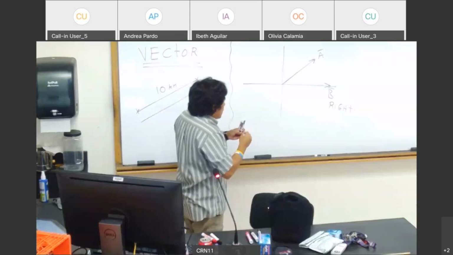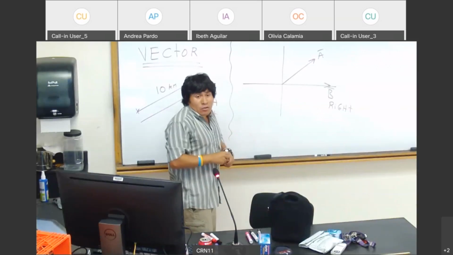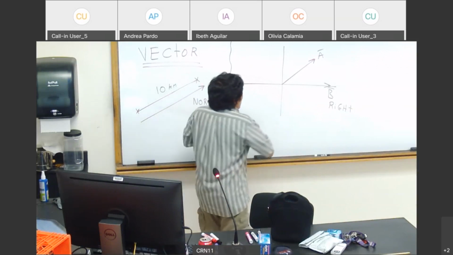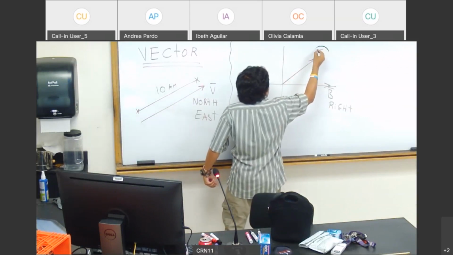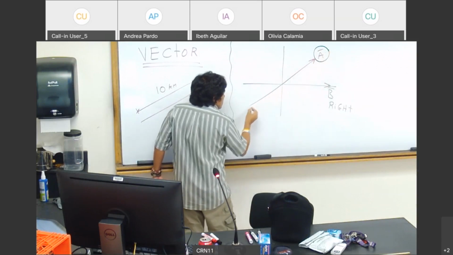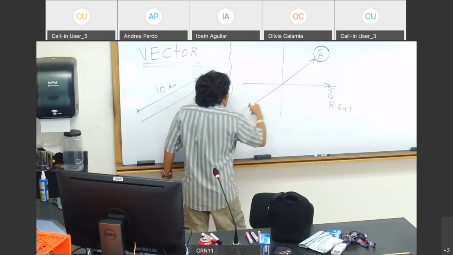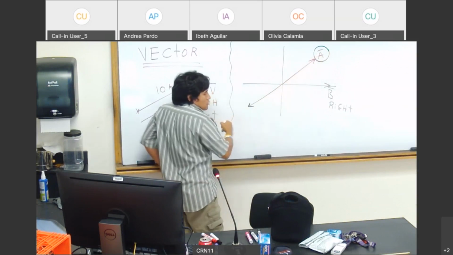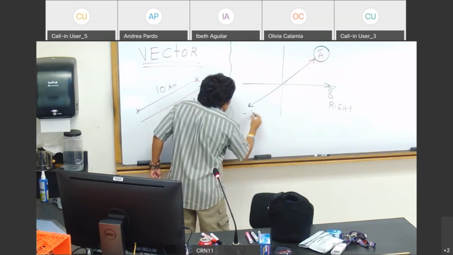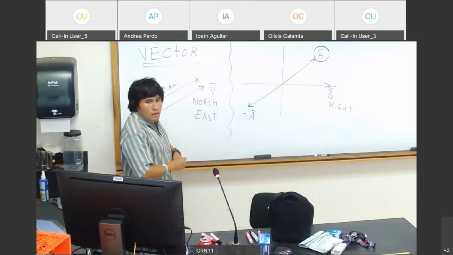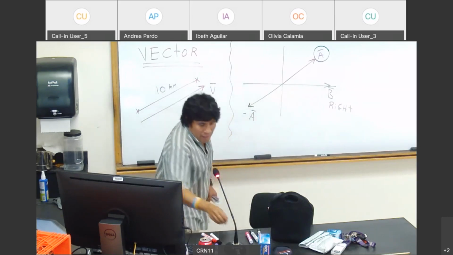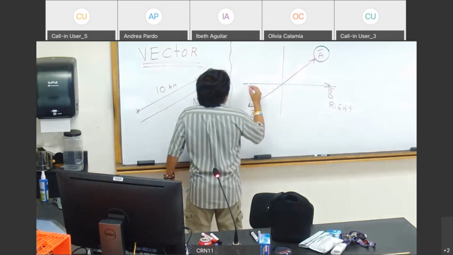So it's right, positive. A negative vector will be a vector going to the left. If I want to draw the negative of this vector, I will just do this. The same magnitude, so the same length, but negative. And for this one, the negative of that vector will be this.